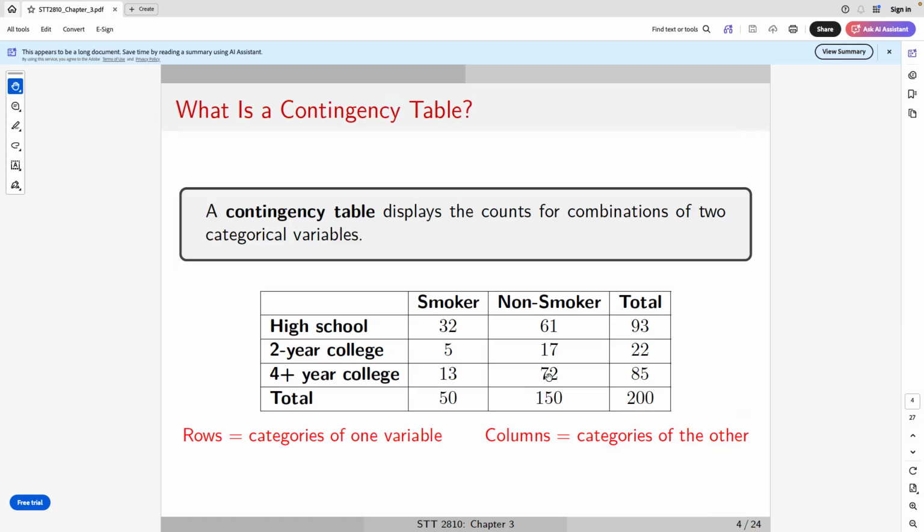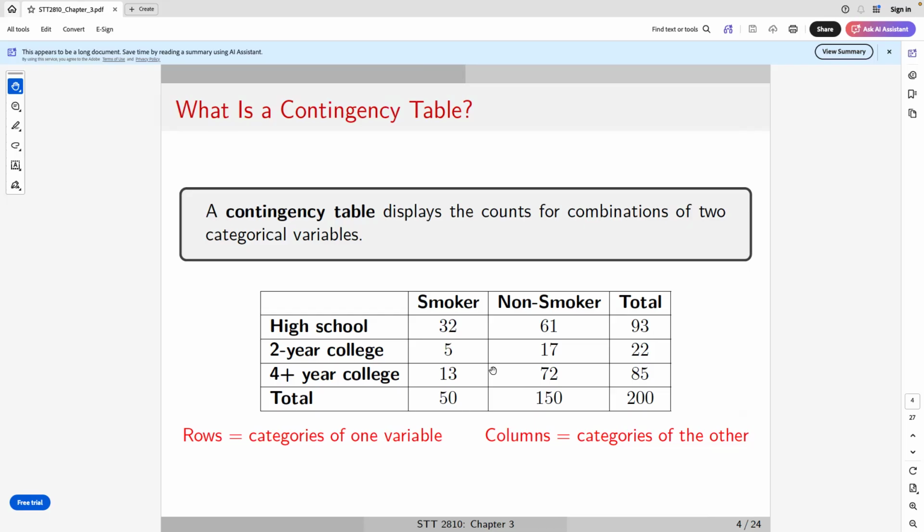So the first thing you have to do is ask yourself, what are the variables? And the variables here are smoking status and level of education. Smoking status is on the column, you can see, and the level of education is the row. You also have to understand that this 50 here stands for the total number of smokers. And this 200 here stands for the total of everything in the table.